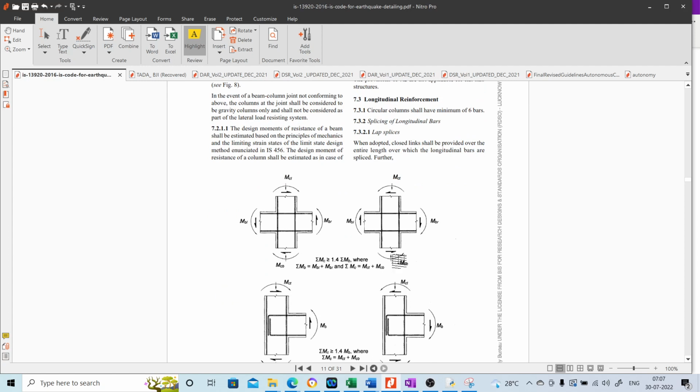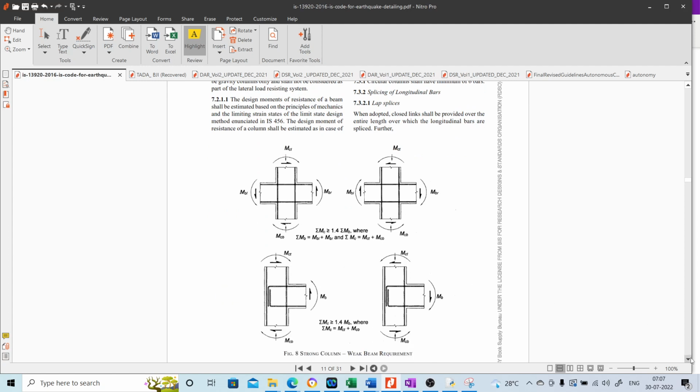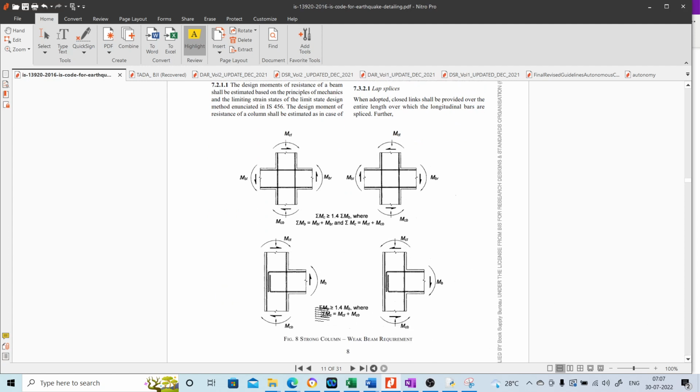Here that is given in equation format also. Sum of the column moment capacities has to be greater than or equal to 1.4 times the sum of the beam moment capacities.